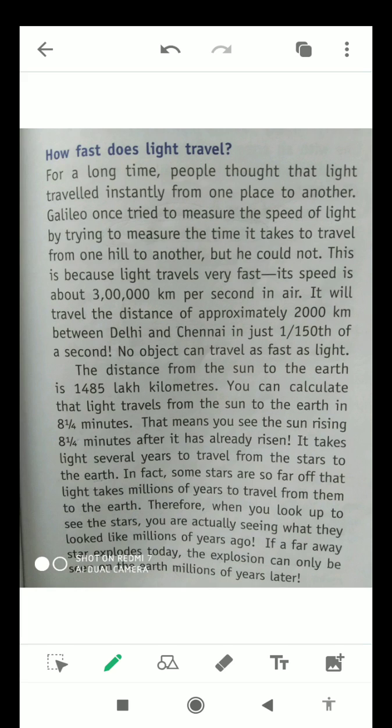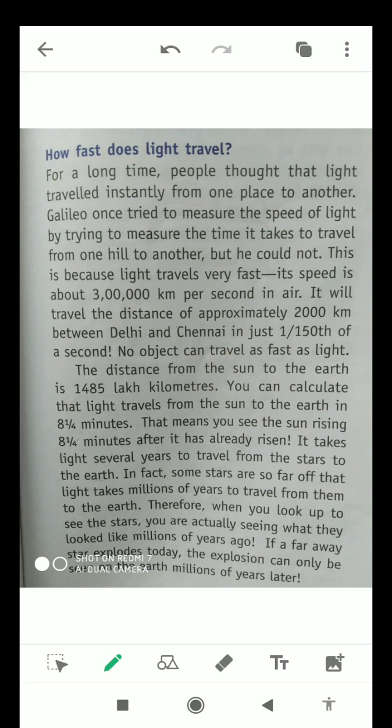The distance from the sun to the earth is around 1485 lakh kilometers. You can calculate that light travels from the sun to the earth in 8 and 1/4 minutes. That means you see the sun rising this much time after it has already risen.